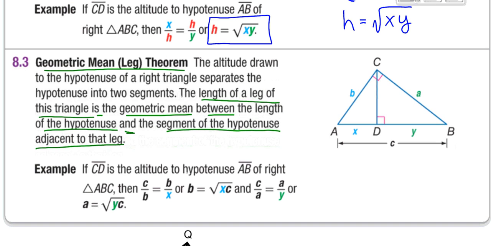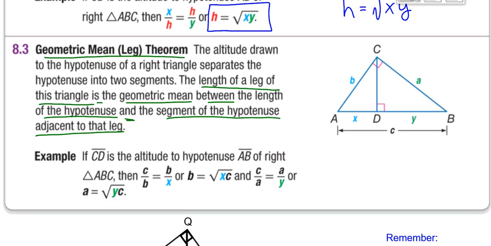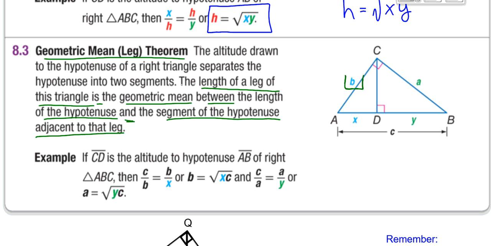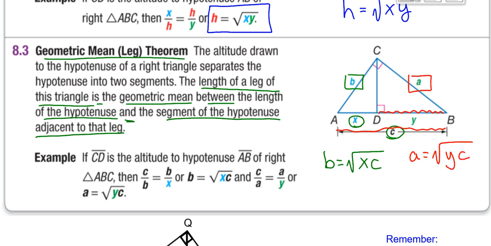I'm going to color code these a little bit, so if you do have two colors, that might be helpful. That means this little leg b over here is equal to the product of the little piece of the hypotenuse on the bottom that is close to it and that whole hypotenuse. So little b equals the square root of xc. And then I'll use a different color. Little a is equal to the geometric mean of the little piece close to it and that whole hypotenuse. So little a equals the square root of yc.